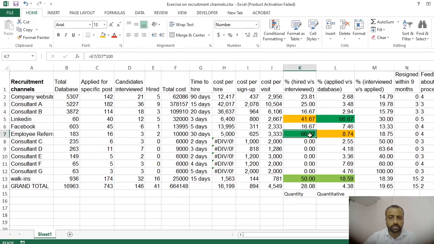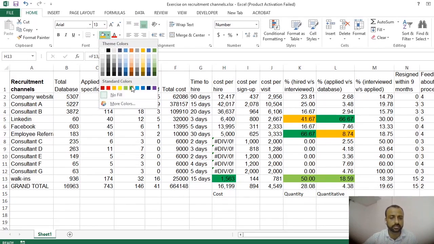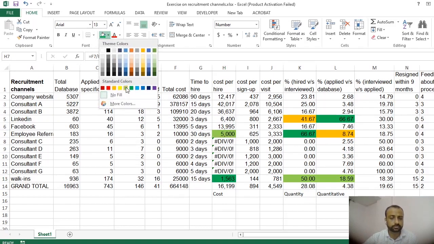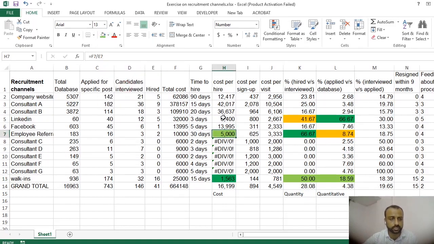Correct. So now I look at the third parameter, which is the cost. I think this is the most important thing which companies look at. If you look at the cost, the lowest is the best. So walk-in is the lowest, and I have to give walk-in a dark green. The second lowest is employee referral again, which is a good thing. And the third lowest is LinkedIn.